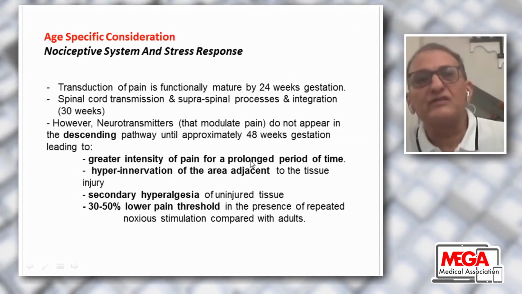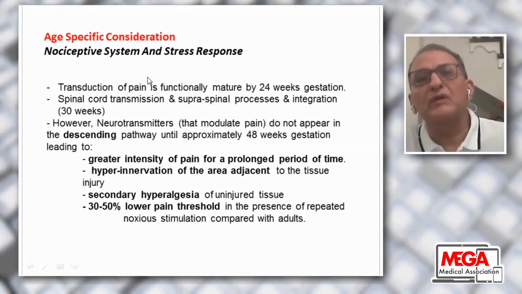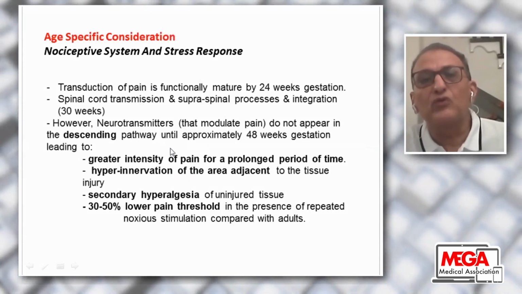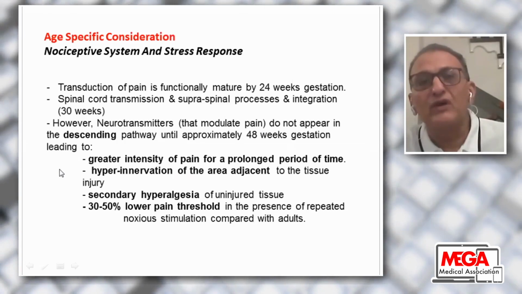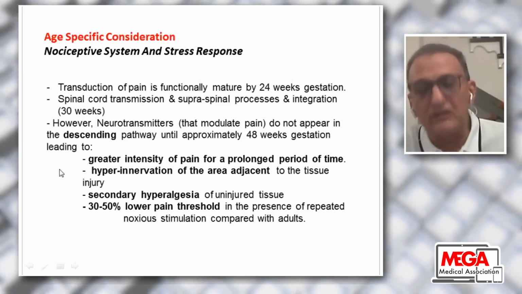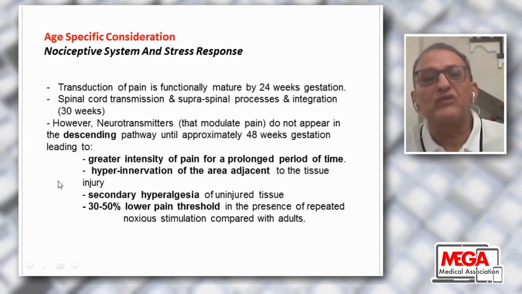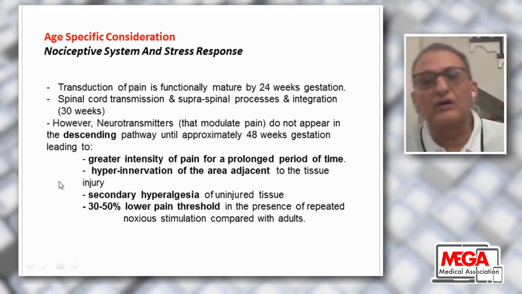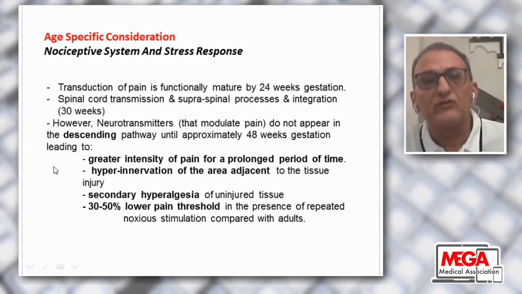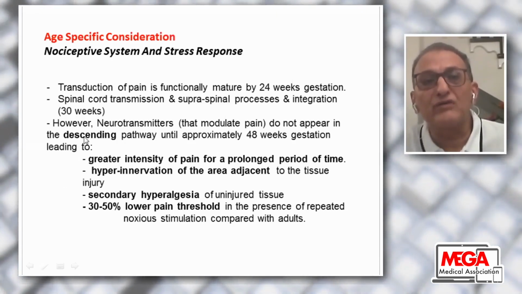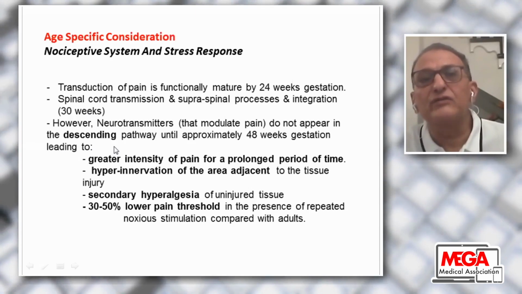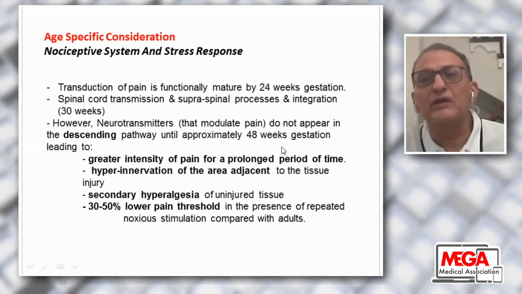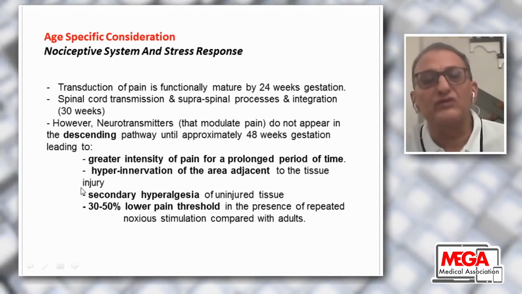We'll start with the CNS. Today we all know that neonates feel pain, and most of the pain components are there by 30 weeks of gestation, starting from the peripheral receptors down to the spinal cord, ascending tract, and cerebral modulation. However, the descending pathway is not complete. Neurotransmitters are not there before 48 weeks of gestation.